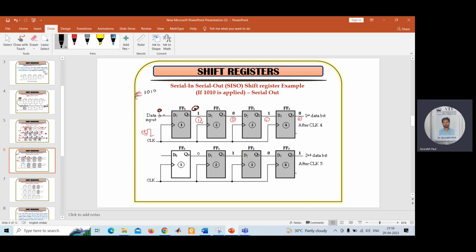Okay. As the previous output, this is 1. So what output I will get from this stage? From stage number 2, from here I will get the output of 1. And from stage number 3, I will get the output of 0 because here previously it was 0. And from stage number 4, that is flip-flop number 4, what output I will get? That is 1 only because this stage is 1. Okay. Understood? Now I got 1.